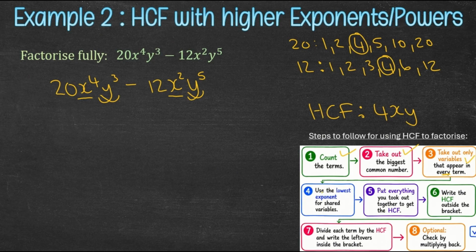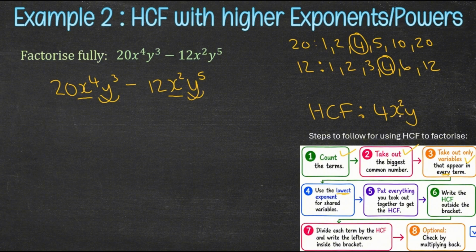For step 4, we have to use the lowest exponent for my shared variables. Now remember, the shared variables we've already written down as part of my HCF, and they are the x and the y, because they appear in each of the terms in this expression. So let's find the lowest exponent. I've got an x to the power of 4 and an x squared. Now this x squared is the lowest.